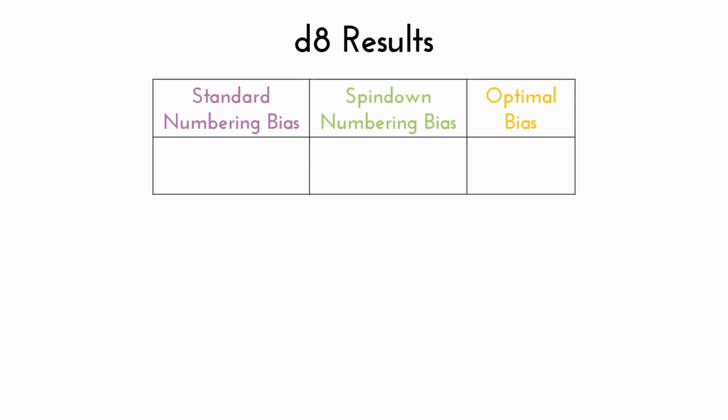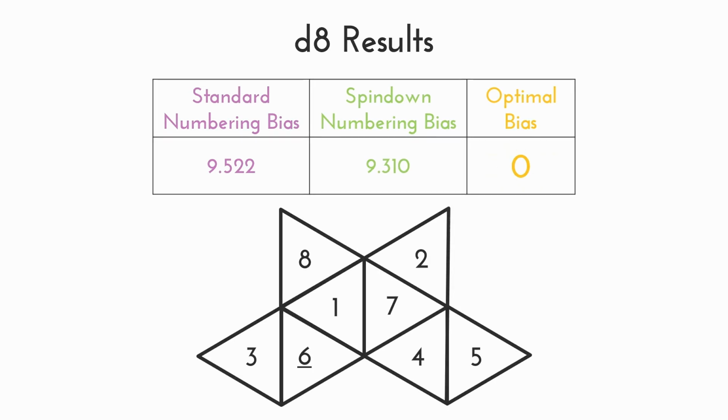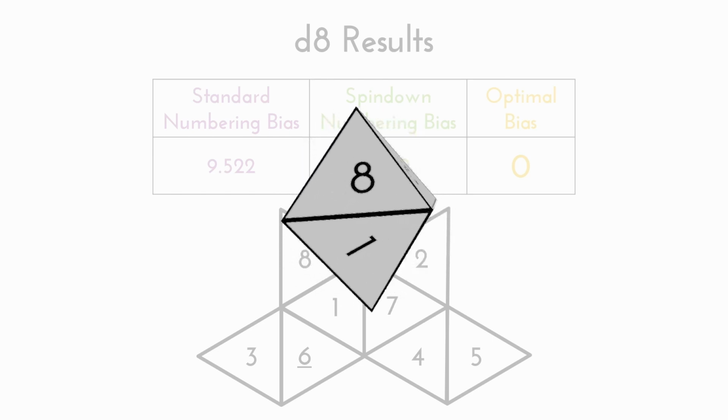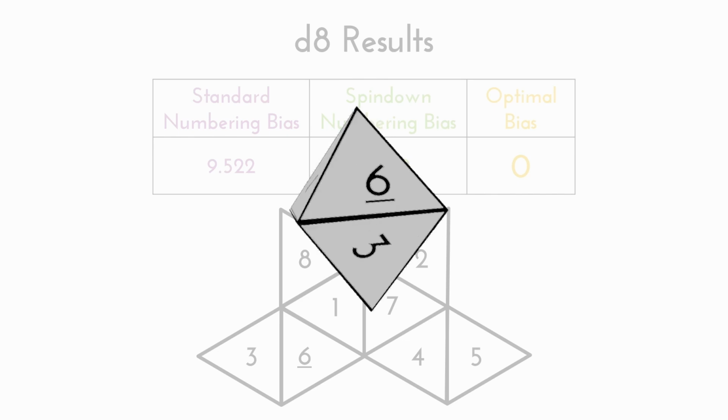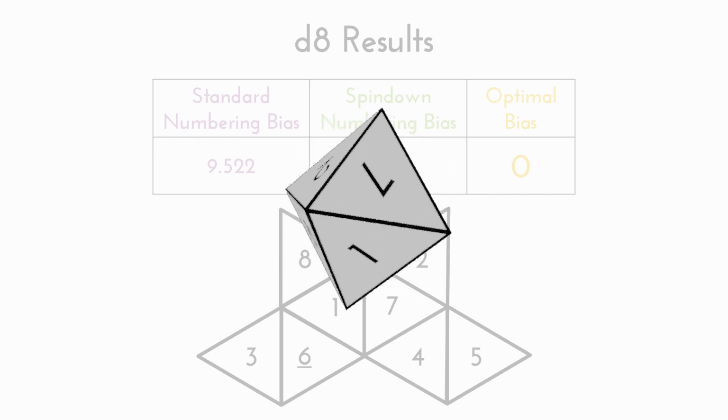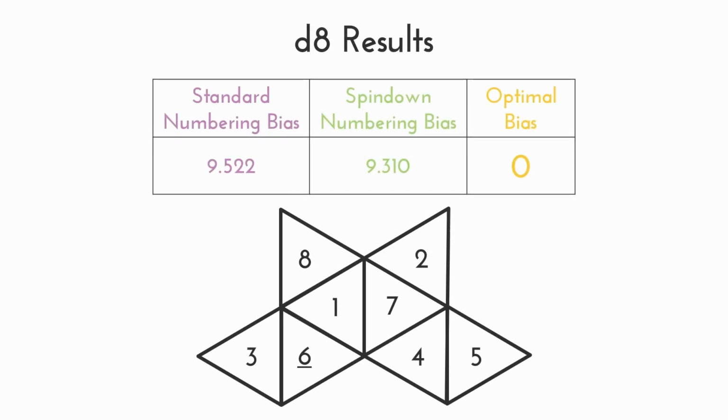Getting into D8s, I had to start writing some code to run all the options to find the optimal. But the standard numbering has a bias of 9.522, the spin-down numbering has a bias of 9.31, and the optimal D8 has a bias of... wait, no way, 0! There is a way to number a D8 to have absolutely no bias. In fact, there are 3 different ways. One where opposite digits differ by 1, another where they differ by 2, and another where they differ by 4. For reasons I will note later, the difference of 4 option is best. Amazing, let's keep going.